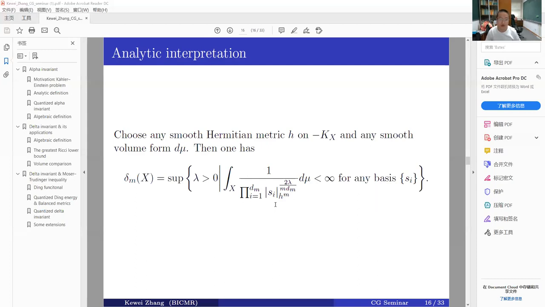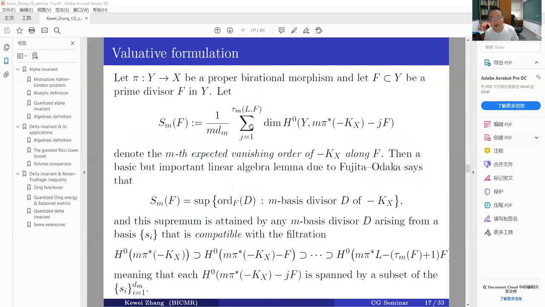A more useful way to characterize this delta_m invariant is to use the following quantity, which is called the expected vanishing order. The definition is as follows. You consider any birational model over X, and you take any prime divisor F. Then you can consider this sequence of vector spaces. Basically this space is, you can think of this as a subspace of your linear system, which consists of elements that have vanishing order at least j along F. So you sum up the dimension of all such spaces, then you take a suitable normalization. This is called the m-th expected vanishing order of your line bundle along F.